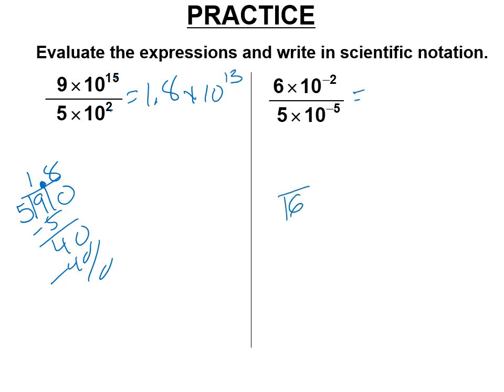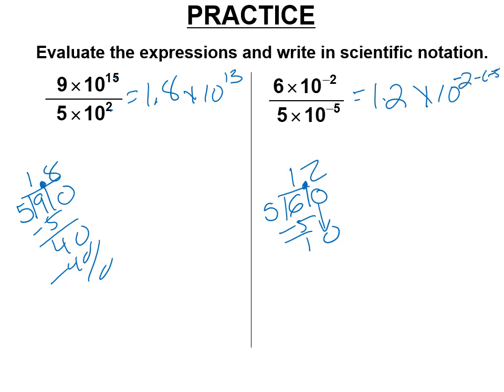6 divided by 5. 5 goes in once. Decimal straight up, right? There's a decimal point in 6. 5 to 10, 2, so it's 1.2. Now times 10, and we have to do negative 2 minus negative 5. What's negative 2 minus negative 5? It is the same as negative 2 plus 5, or 3.